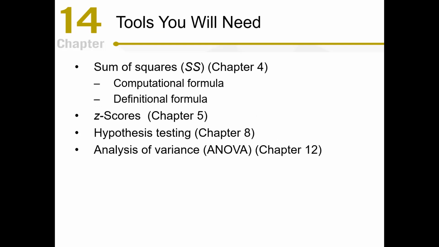All right, so these are the things that you'll need to know. There's sum of squares, obviously. We've talked about that for the majority of the semester. Z-scores, which we'll talk about very, very briefly. Hypothesis testing, because again, when we think about inferential statistics, we talk about getting a sample of data and then inferring the results from that sample data to a general population. That's what we'll be talking about, even with correlation.